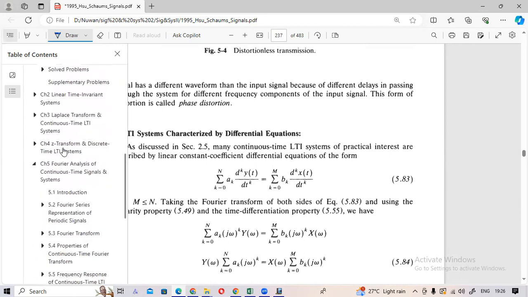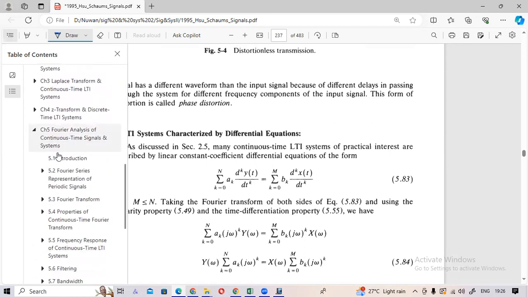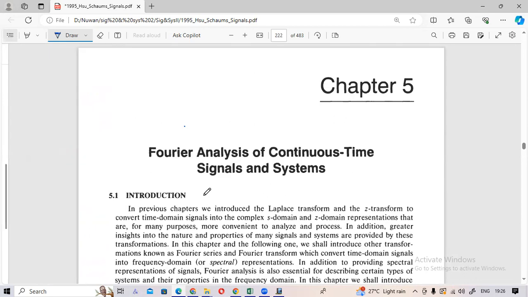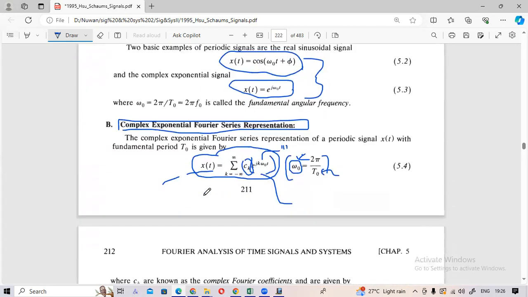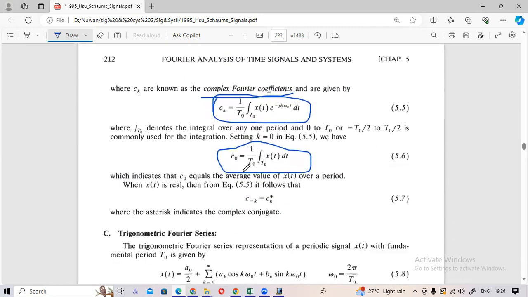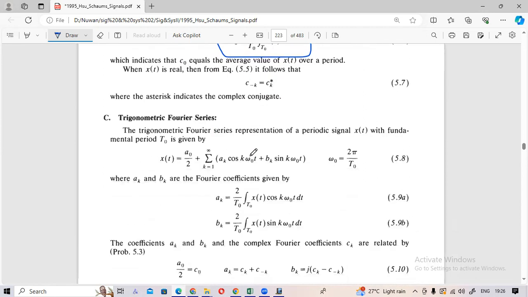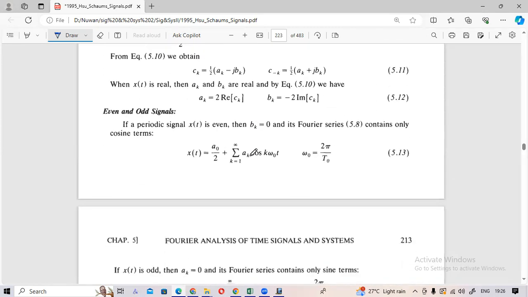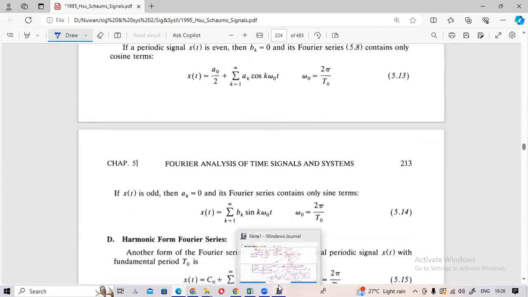So a signal that satisfies those conditions can be represented as a collection of harmonics using this equation. I will write it here.